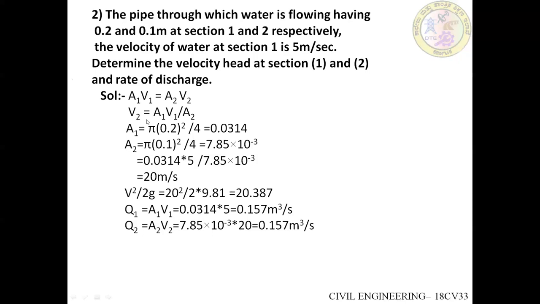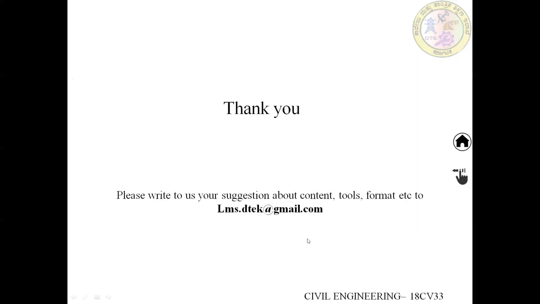So you can determine the areas a1 and a2. The velocity at section 1 is given, that is v1 is given, you need to determine v2 to determine the velocity head at section 1 and 2. Got it? So we have the continuity equation. From this you can determine v2. Got it? So after that, let us determine the velocity head at section 2, and velocity head at section 1 also you can determine. Then determine q1 and q2, that is the discharge. Very easy problem. Thank you.